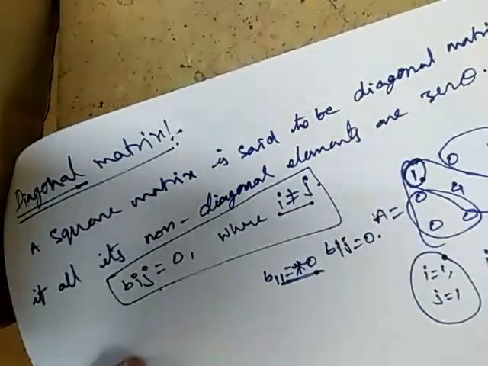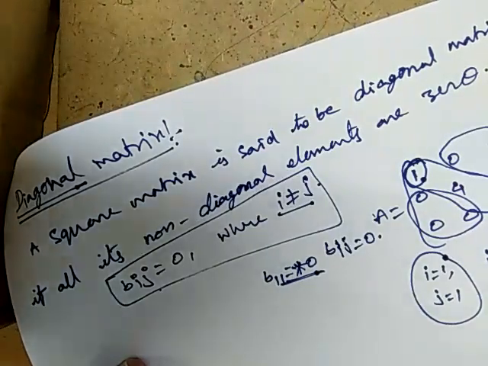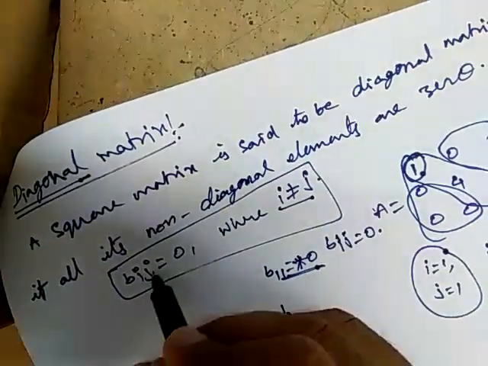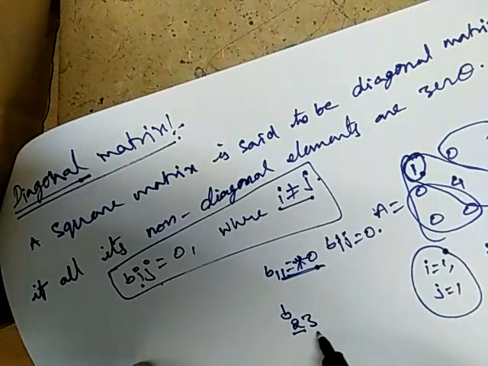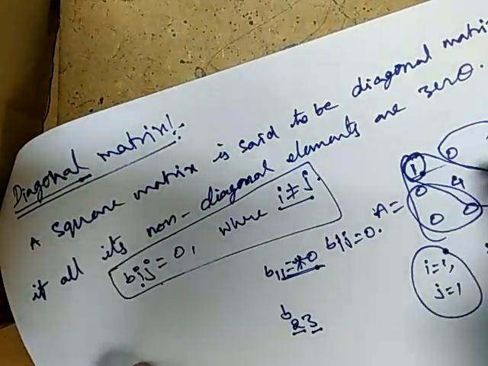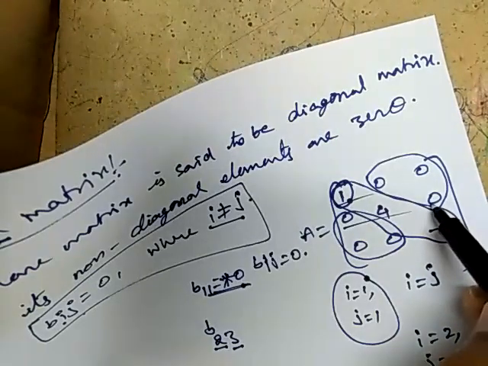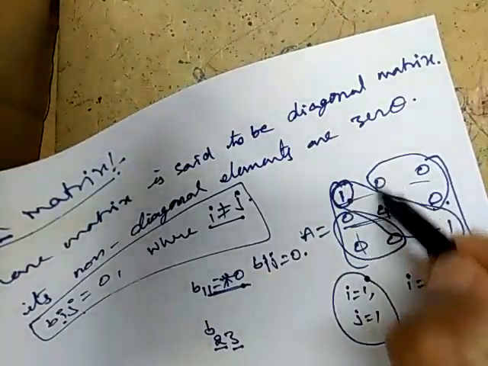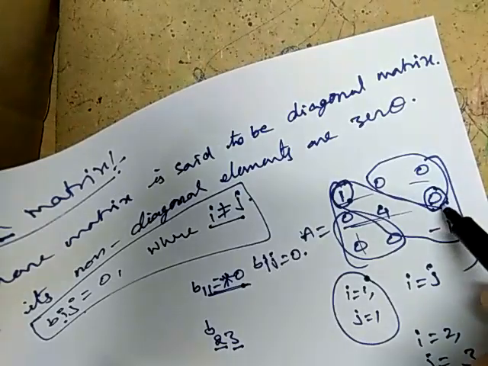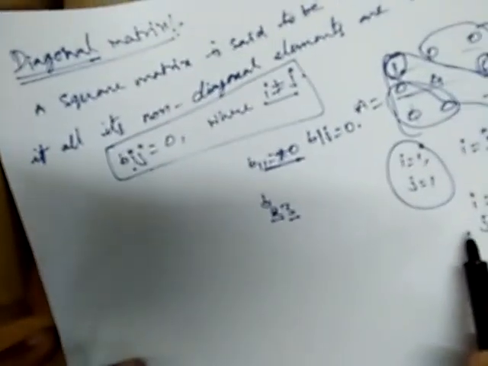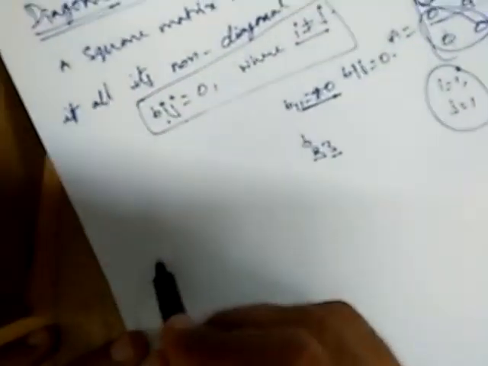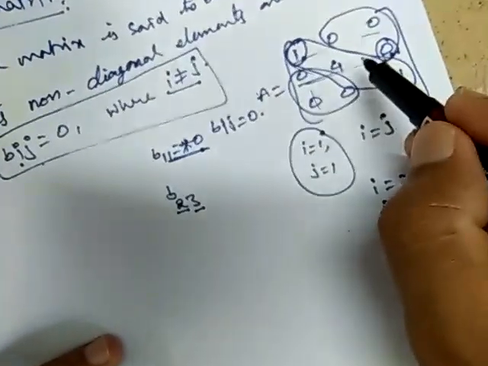Suppose I am taking i equals 2 and j equals 3. Then Bij becomes B23, that means second row, third column. First row, second row; first column, second column, third column. This is the element, so this becomes 0. When i is not equal to j, that element is 0. Simply you can remember, except the diagonal elements, the remaining elements are all 0. That is a diagonal matrix.